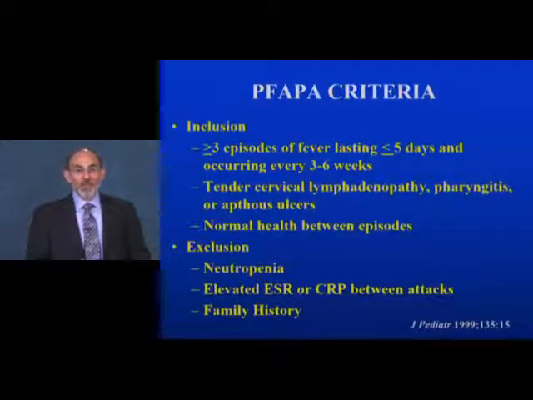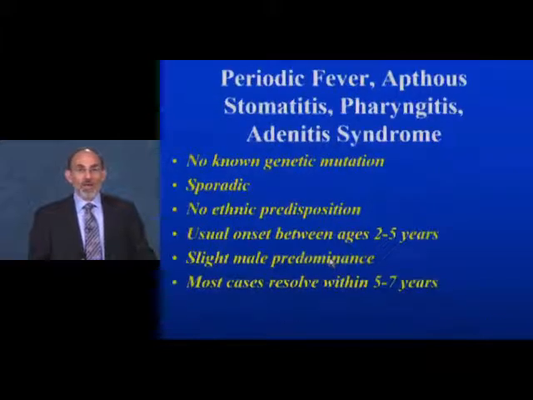So PFAPA you've all seen. Basically, it's 3 episodes of fever more than 3 weeks apart, lasting less than 5 days. They may get lymphadenopathy, pharyngitis, or aphthous ulcers. They are completely normal and growing normal between episodes. And if you measure them during episodes, they have elevated acute phase reactants and white blood cells. Between the episodes, they have normal blood tests. And you have to exclude such things as cyclic neutropenia, inflammatory bowel disease, or leukemia. But this is the most common thing you will see in your practice.